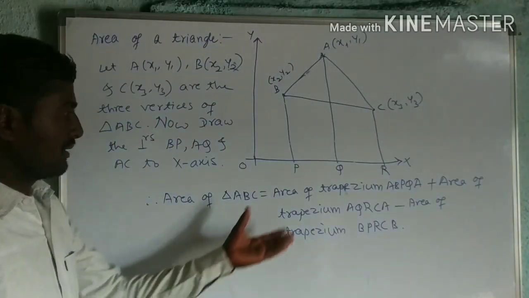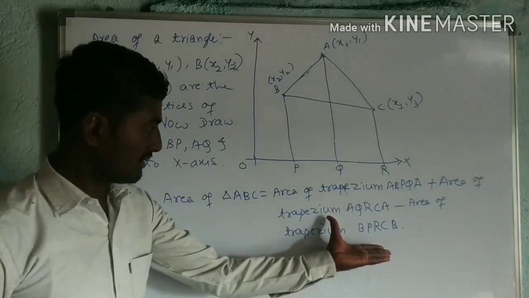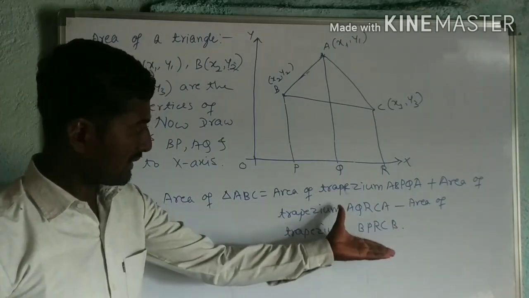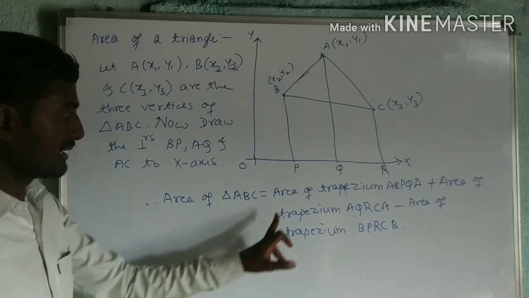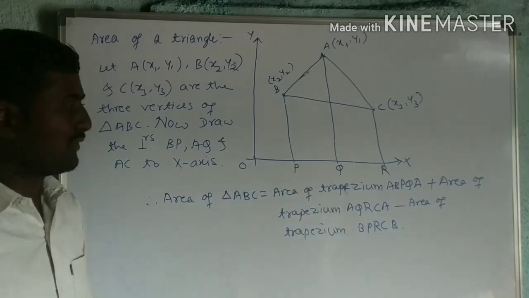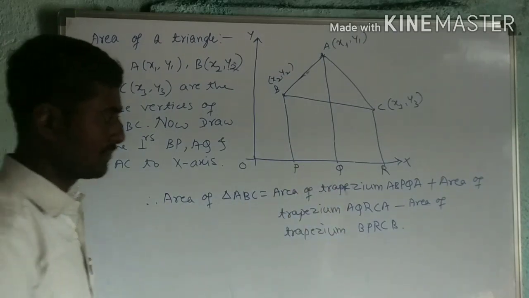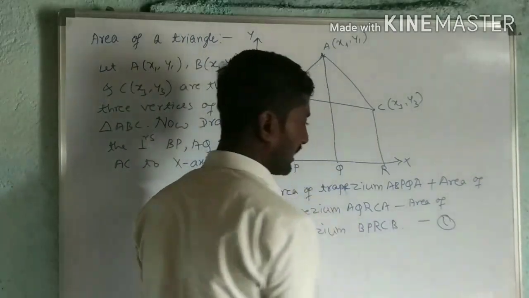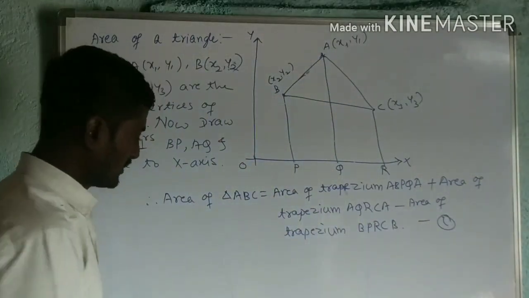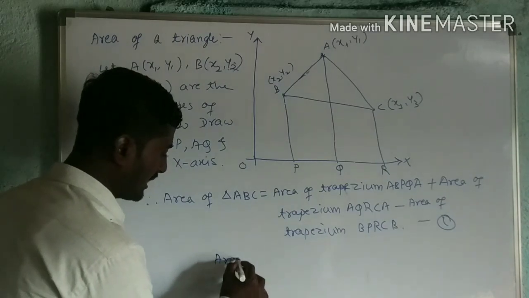So now, in all these terms there is the area of a trapezium. What is the formula for the area of a trapezium? I will mention this as equation number 1.